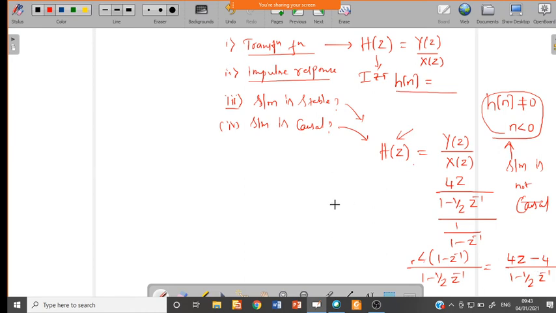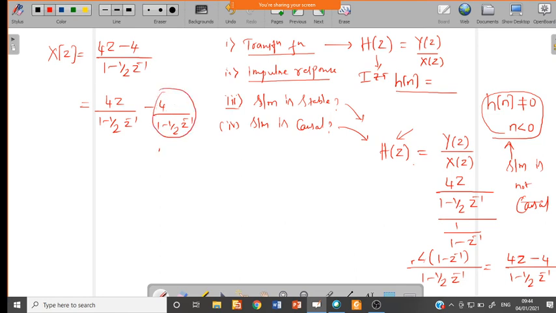So now if you take this one, that is X of z, whatever we got earlier, that is 4z minus 4 divided by 1 minus half z inverse. So now if you take this equation, you will get it as 4z divided by 1 minus half z inverse minus 4 by 1 minus half z inverse. Okay, so now we can write this one directly as 4 into half power n into u of n.